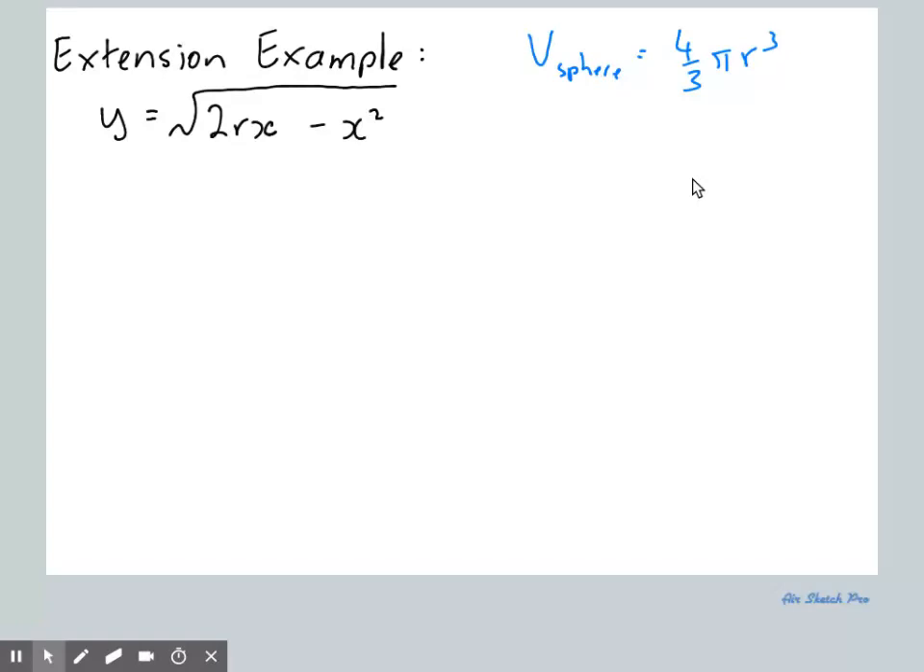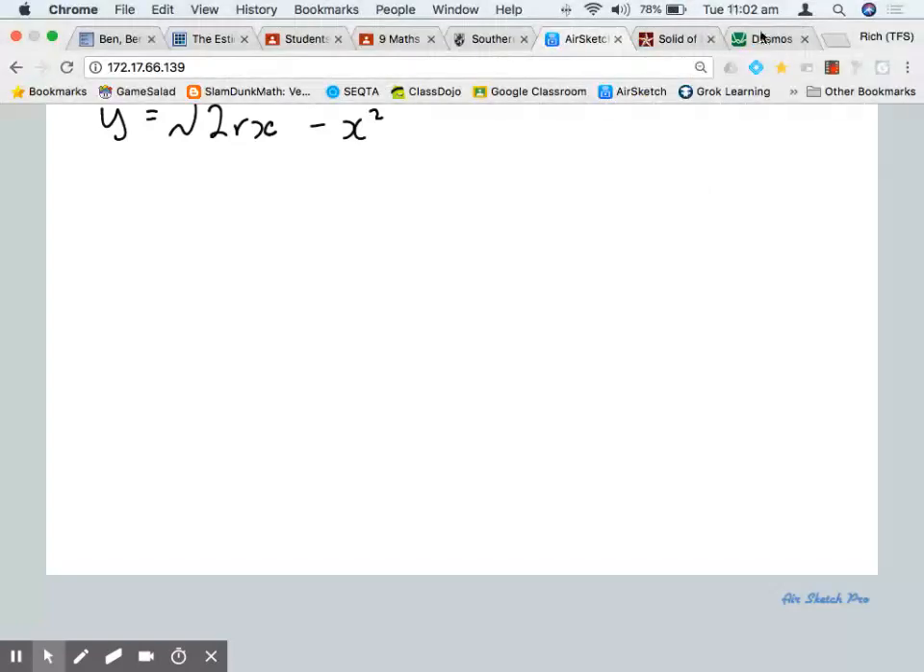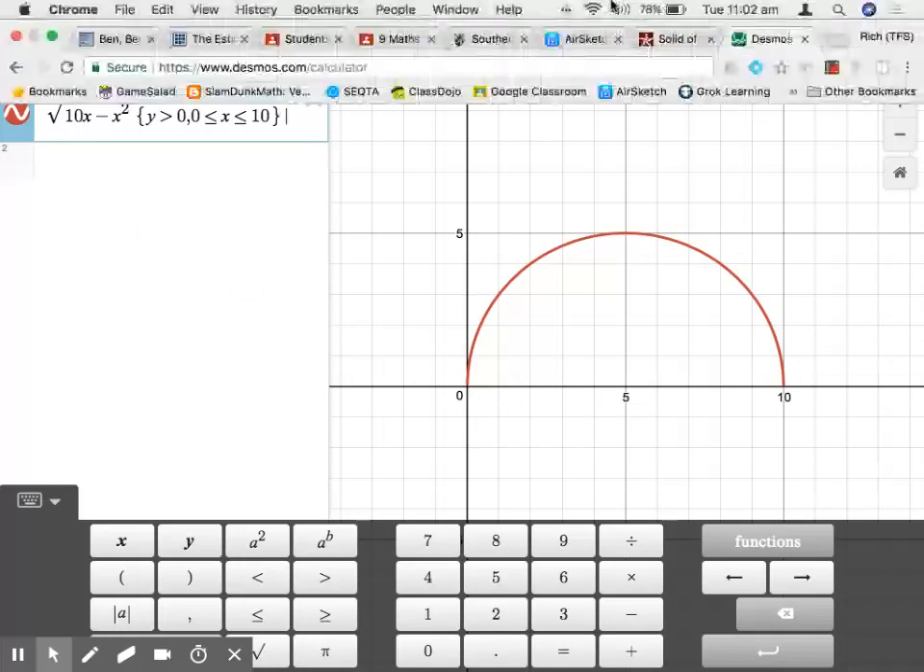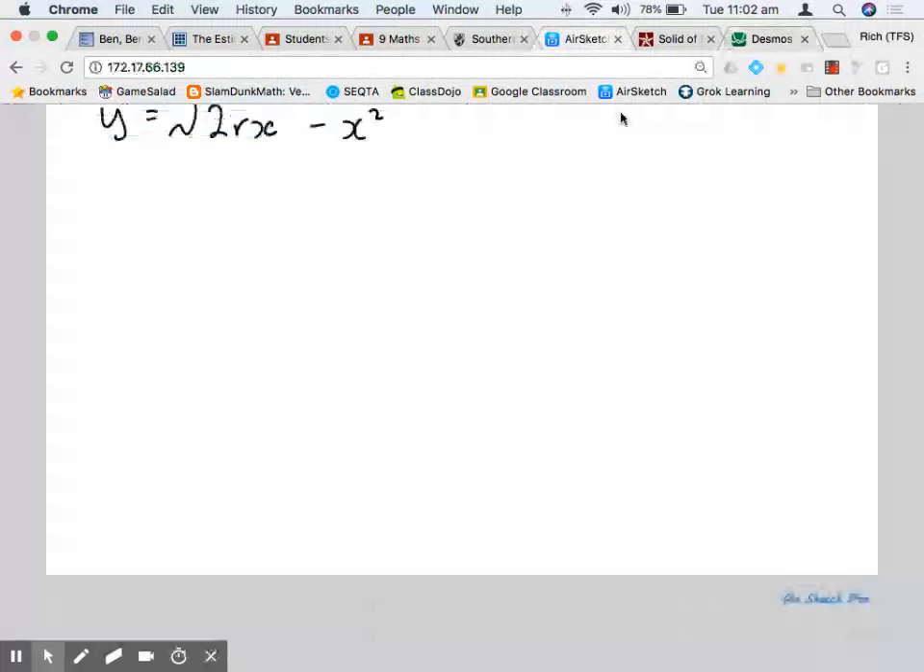In my example here, what makes it a little bit tricky is that I have deliberately left it general. Rather than saying 10x minus x squared, I've got 2rx minus x squared. Why 2r? Because the length is going to be the diameter. So instead of 10, I've got 2r. Okay, that's all well and good.